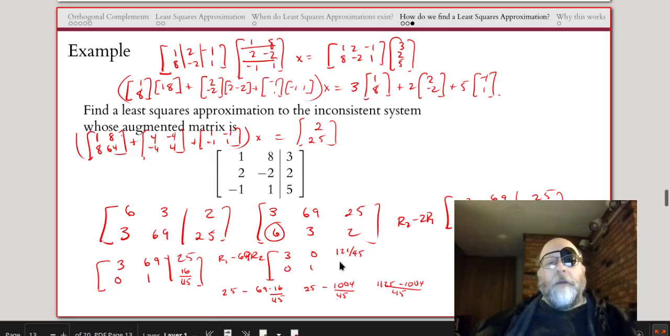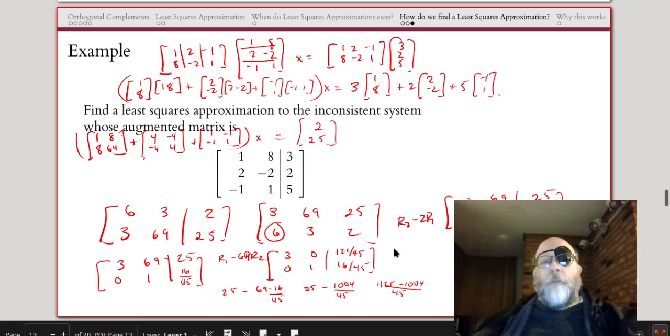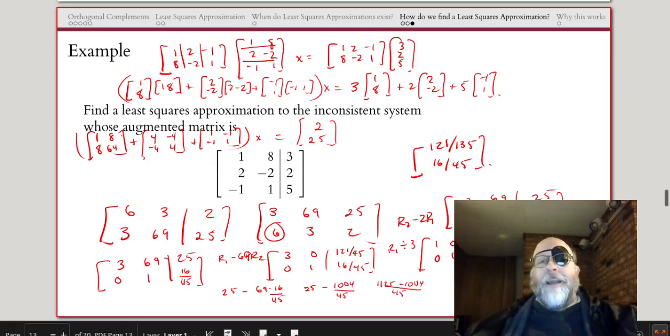All right. And then divide the top row by 3. And so we get 121 over 135 and 16 over 45. And so my least squares approximation looks like 121 over 135 and 16 over 45. And I sure hope I have made a typo somewhere, because that's an ugly answer. All right. Let's move on.